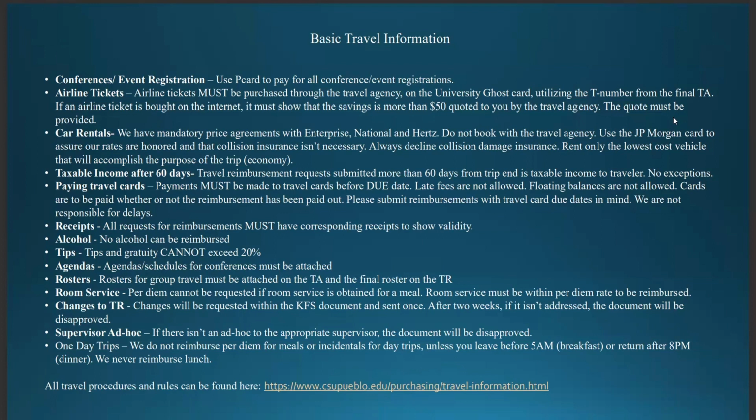All requests for reimbursements must have corresponding receipts to show validity. So if you're only requesting per diem, you don't have to show your receipts. I will only pay you out the per diem as it's shown on the gsa.gov website, and you can't change the per diem rates. So if you go to lunch and it's $11 and your per diem rate is $15, I'm still gonna pay you the $15. But if you go to lunch and you pay $35 for your lunch, I'm still only gonna reimburse you the $15. Does that make sense? Okay.